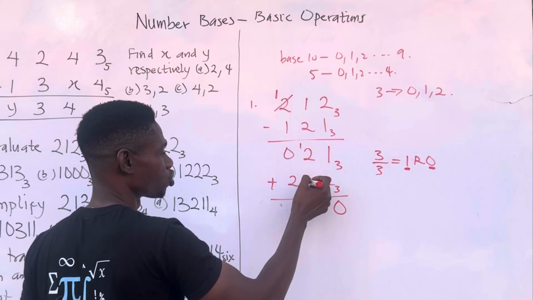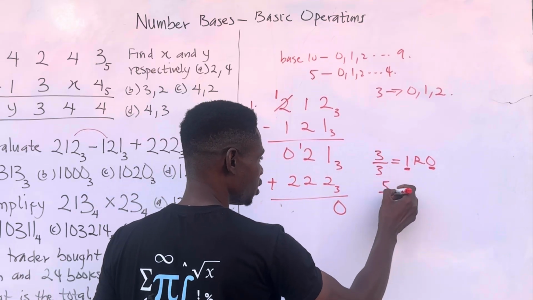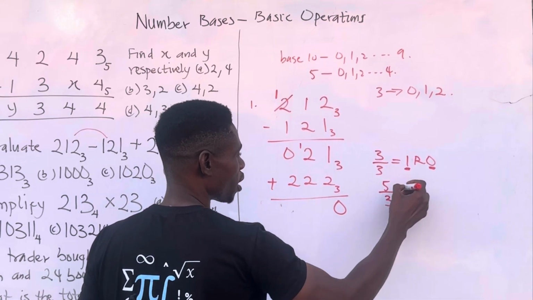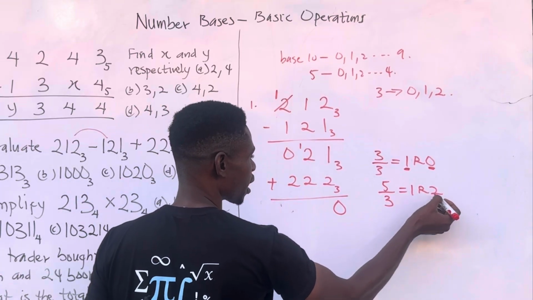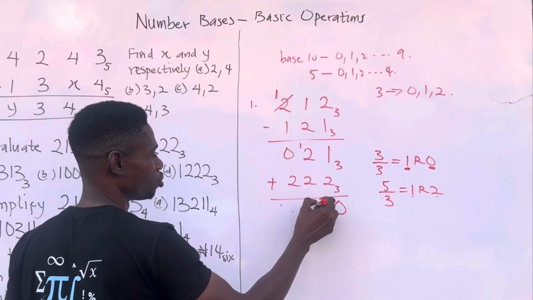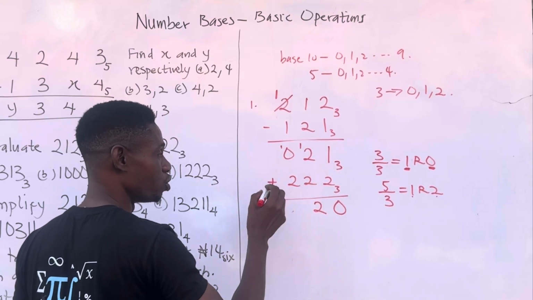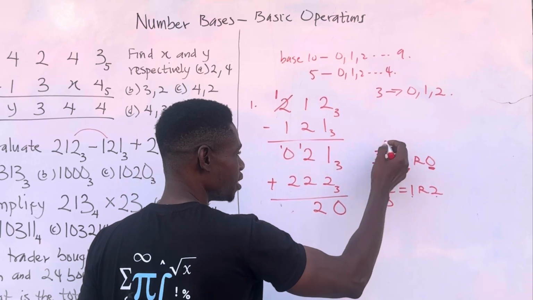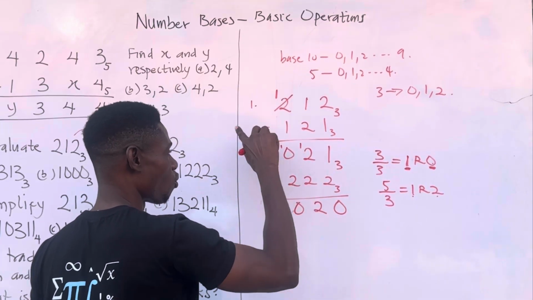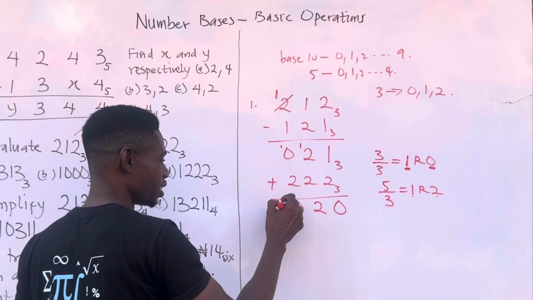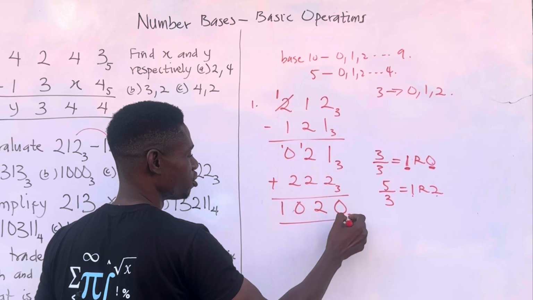1 plus 2 is 3, plus 2 is 5. 5 is not a base 3 digit, so we cannot write 5 here. So that's 5 divided by 3. We have 1 remainder 2. Remember, we write down the remainder and carry the number. So we write down 2 and carry 1. So 1 plus 0 is 1, plus 2 is 3. So 3 again, we have 1 remainder 0. So we write down 0 and carry 1. That 1 we bring down. So we have 1020 base 3.